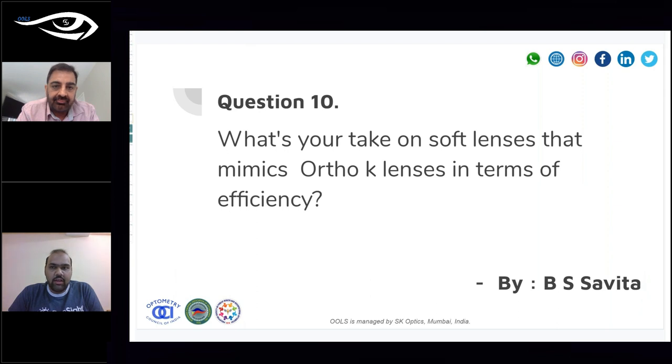Is there anything about your experience on fitting soft contact lenses that mimic Ortho-K lenses and about their efficiency? The ones that you probably have heard about, the myopia control lenses, which are trying to mimic. And then there is a true soft lens that actually does mimic Ortho-K, which I think comes from GOV, that actually truly behaves like an Ortho-K lens. They're not bad, to be honest.